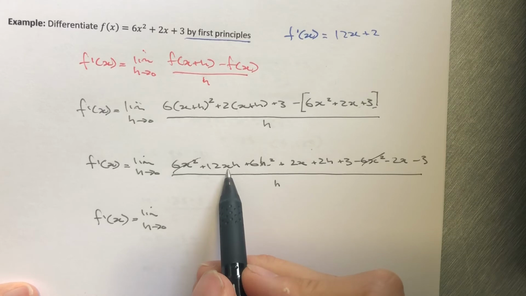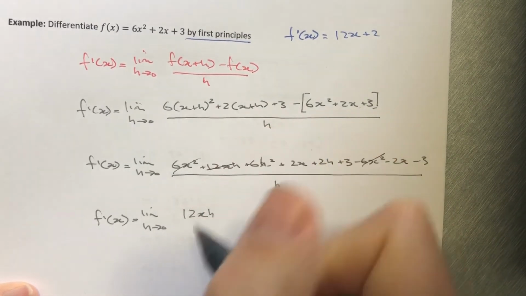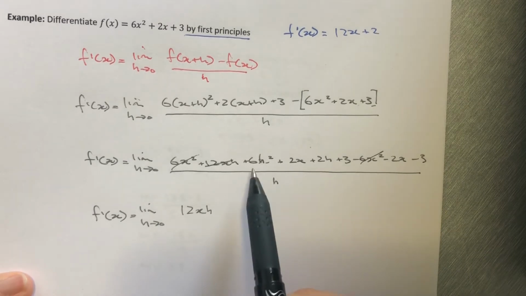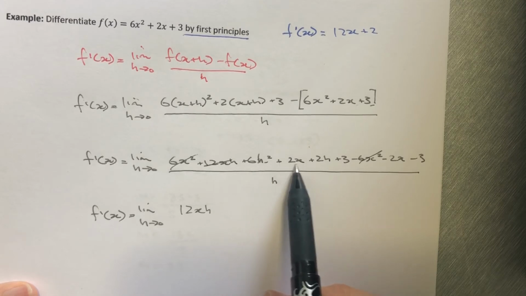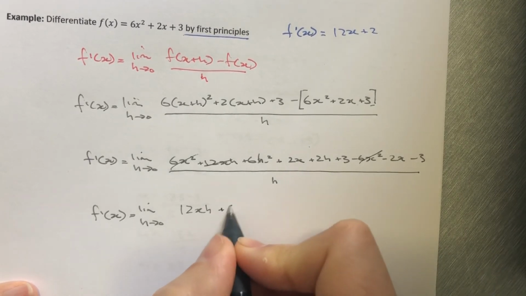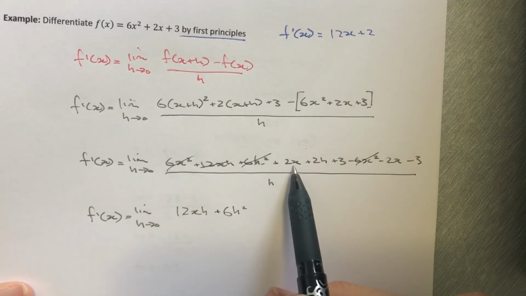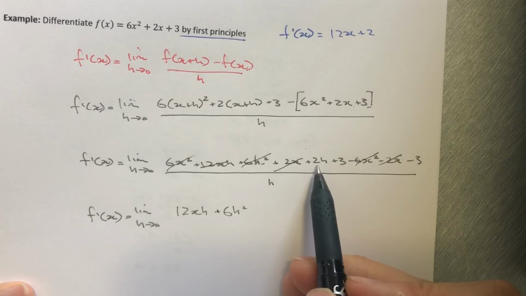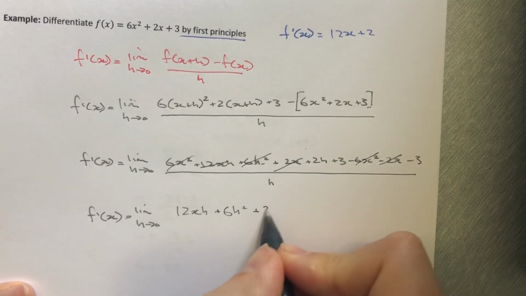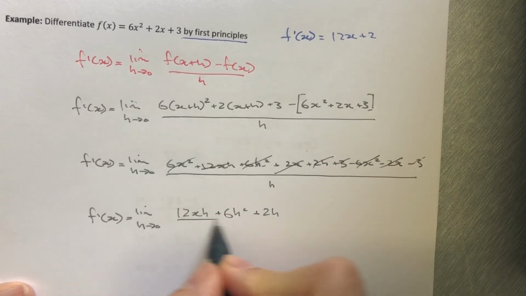Let's have a look at xh. So we've got 12xh there, can't see any other xh's, so we're going to have our 12xh down there. I'm going to get rid of it, so I know I've already done it. Now we've got h squareds. Are there any other h squareds here? No, so I'm going to keep that one here, cross it out, so I know I've used it. Alright, now 2x minus 2x, so they're going to cancel each other out. We've got a 2h, there's no other h's, plus 2h. Then we've got a plus 3 and a minus 3, so they'll cancel each other out as well.